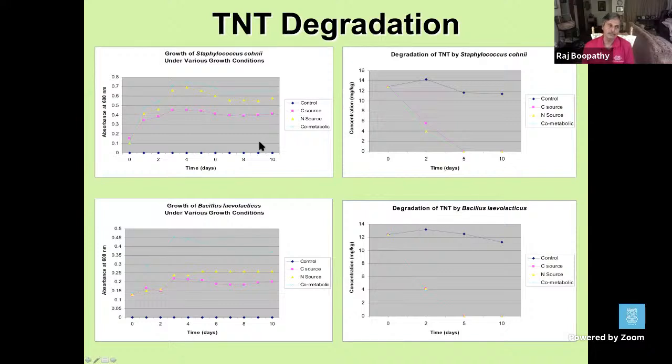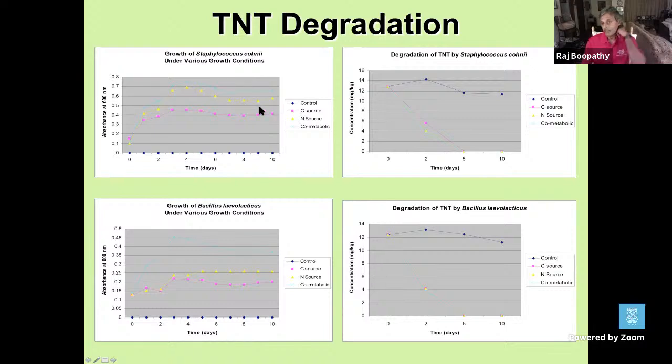So here's a quick walk through. If you look at staph, with various growth conditions: control, carbon source, nitrogen source, co-metabolic conditions. You can see the growth was better when you have an additional carbon source with glucose and explosives. When you use TNT as a nitrogen source, the bacteria somehow remove the nitro group and use the TNT as a nitrogen source. And then bacteria also grow on it as a carbon source. The best growth obviously was in co-metabolic conditions.